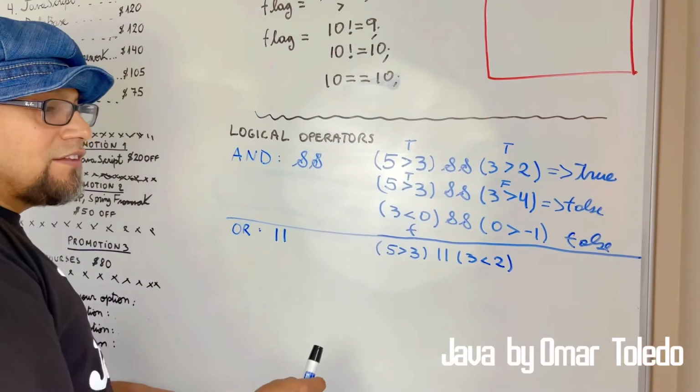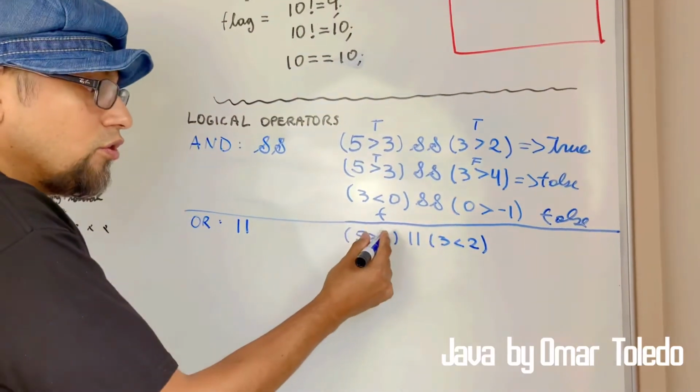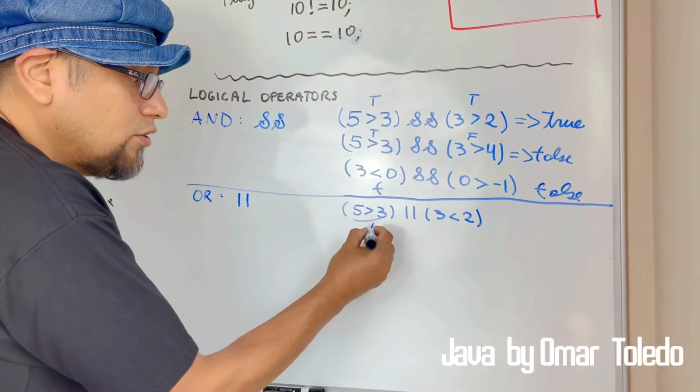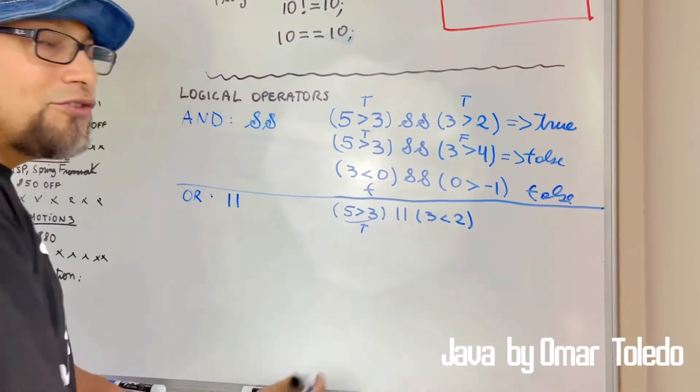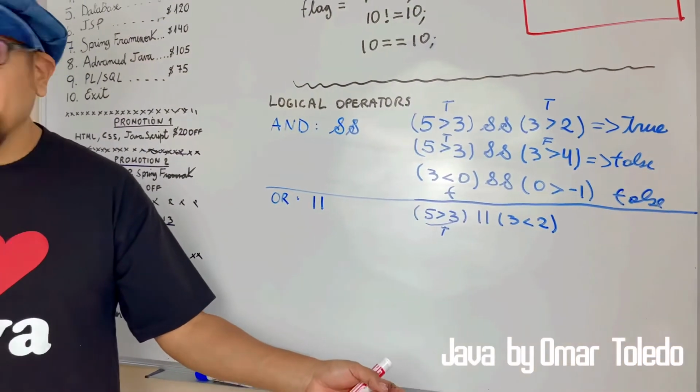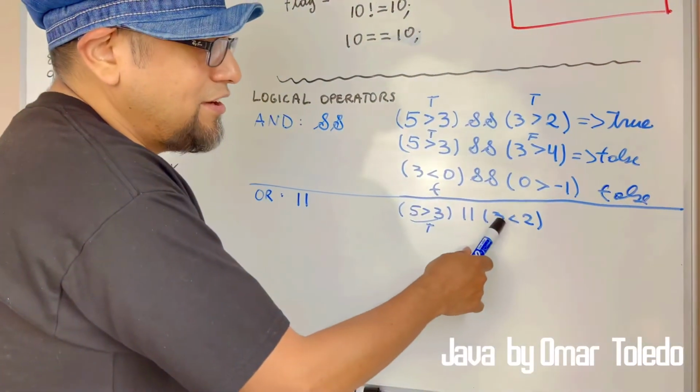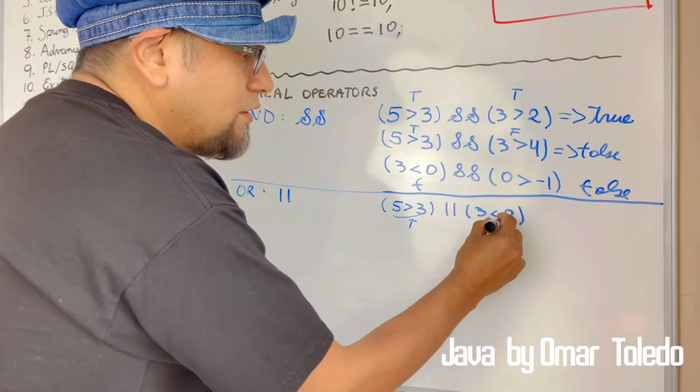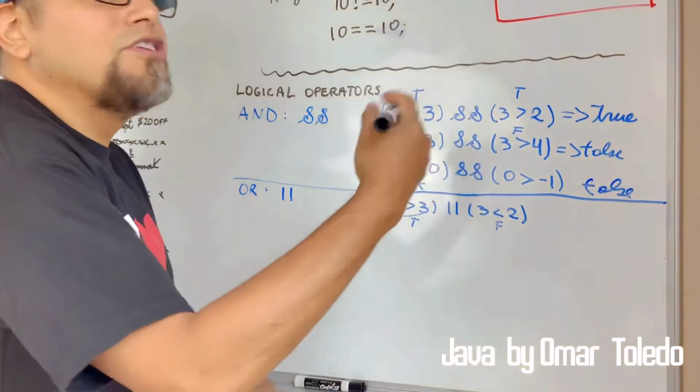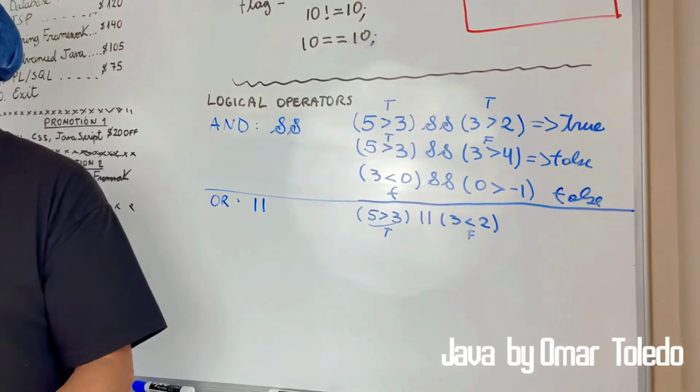Okay, so let's see the first one. 5 is greater than 3. True. So if you know that this is true, and this is OR, you know that the answer is going to be true. So you know that 3 is less than 2 is false, but it doesn't matter because true or false is going to evaluate to true. Got it? So the OR is really easy.